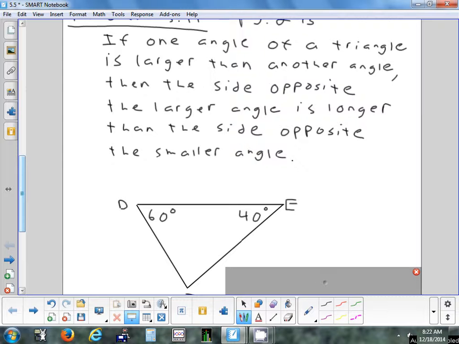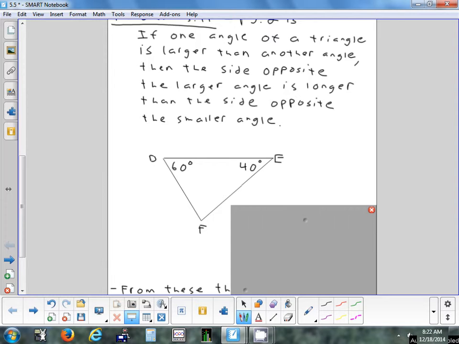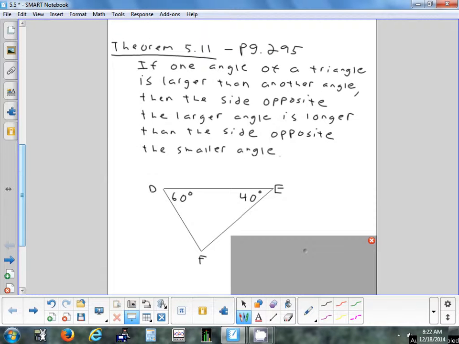So let's take a look at that. My question here is I want to compare sides FE and FD. If you were going to write down FD, you have a blank, and then FE. What would go in the blank? You have a choice of a less than, a greater than, or equal to. It could be equal, but in this case, they're not equal.